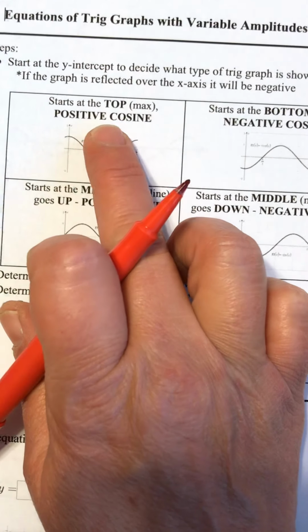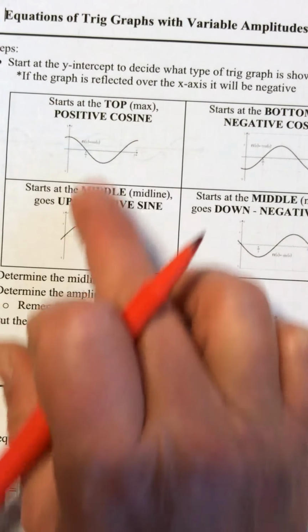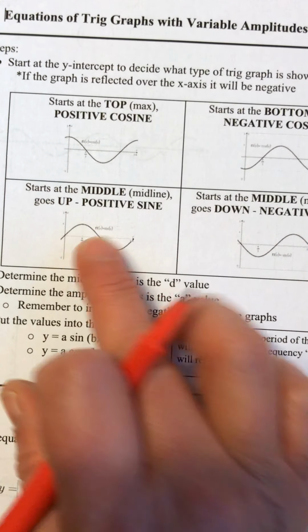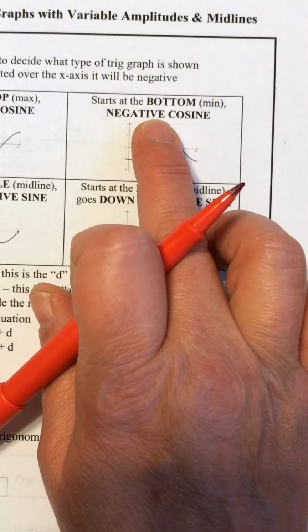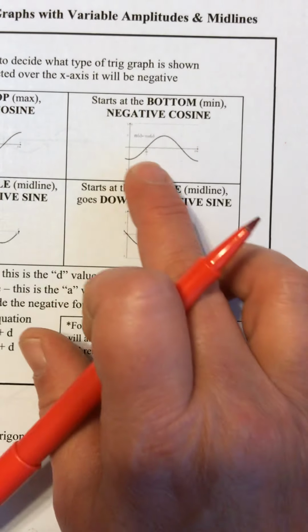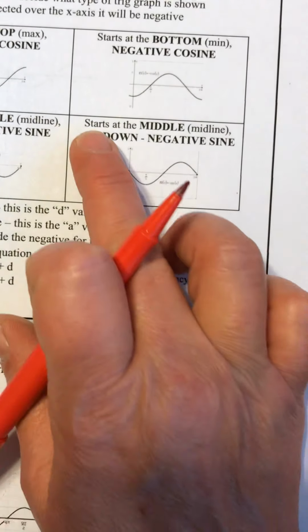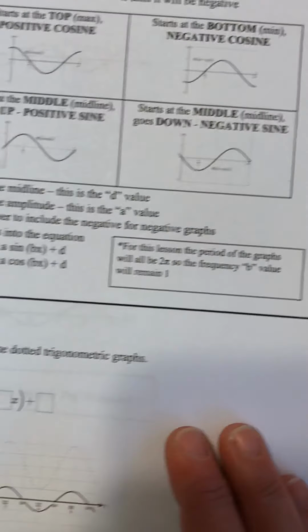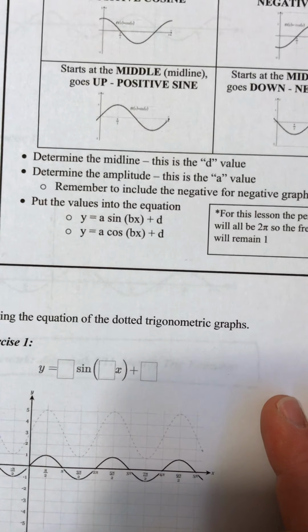If a graph starts at the top or the max, it's a positive cosine. If it starts at the middle or midline and goes up, it's a positive sine. If it starts at the bottom or minimum, it's a negative cosine. See the upside down cup? Empty cups are negative. Start at the middle and goes down is a negative sine. So that recaps that.